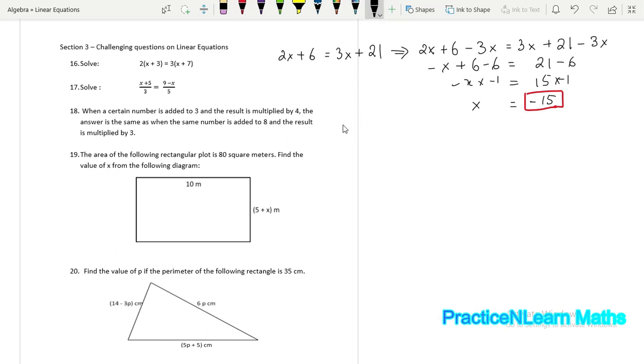Okay, sum number 17. This one you can cross multiply. So we get 5 times x plus 5 is equal to 3 times 9 minus x. Now it is the same as the previous sum. We expand the brackets. 5x plus 25 is equal to 3 nines are 27 minus 3x. We subtract 3x from both sides.